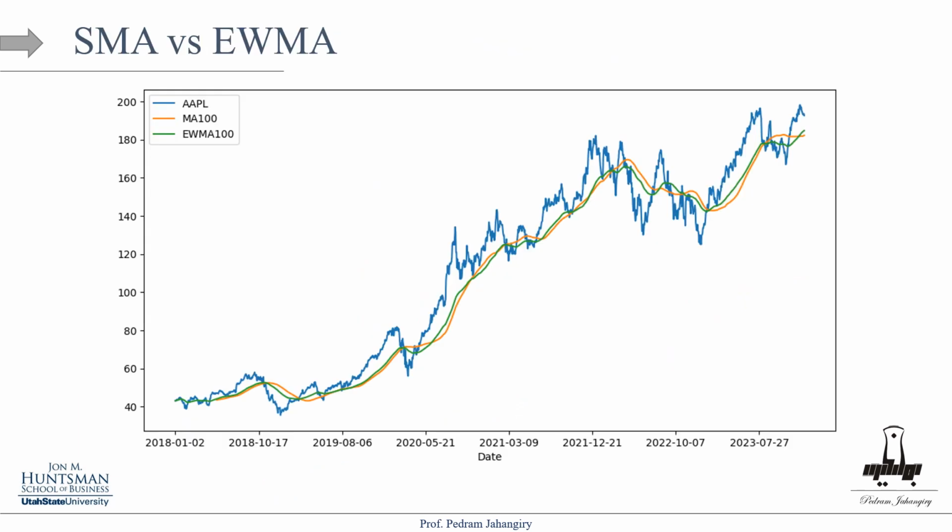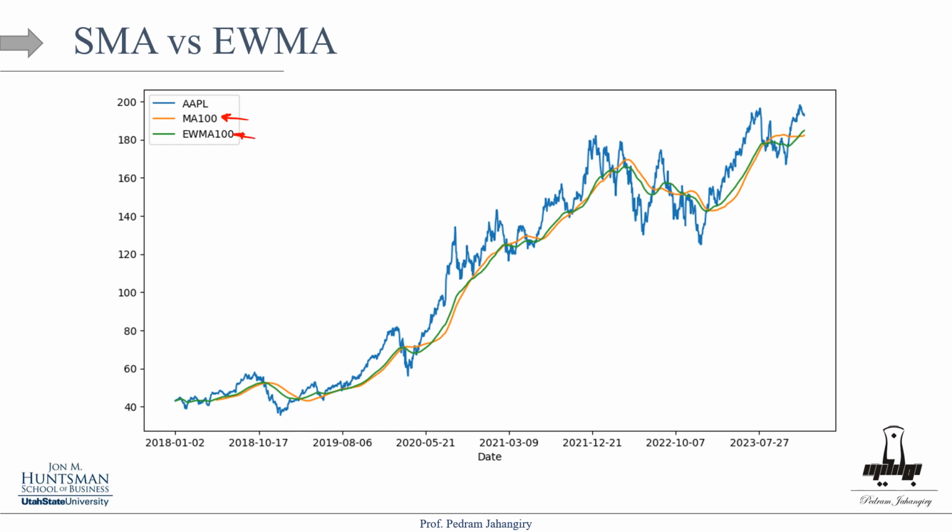Now we're using Apple stock price between 2018 and the end of 2023. The blue one is Apple stock daily prices. I assume it's adjusted close. The orange one is the simple moving average, where our window is 100. And the green one is the exponential weighted moving average, and the window is 100.